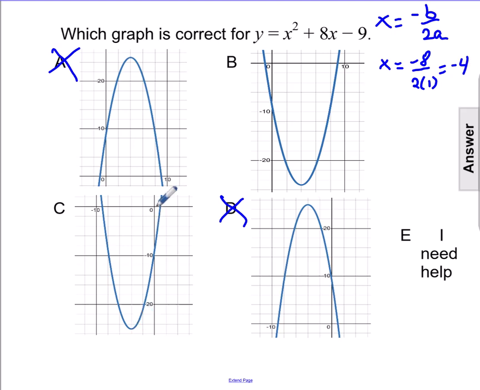I notice the x-axis goes from 0 to negative 10, so negative 4 is this line right here. This is a positive 4, so we go from 0 to 10, that's a positive 4. So C is the answer based on the axis of symmetry.